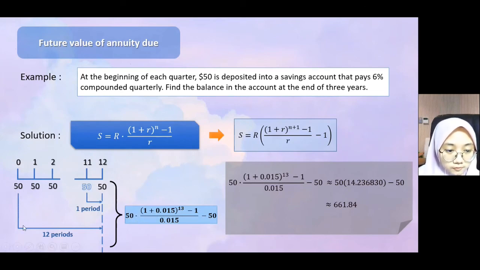As you can see, there are 12 periods. Yes, there are 12 periods, and then we just have to substitute it. And then we will have, as you can see, after we add N with 1, it will be 13. But still, the periods in this question is actually 12. But we have to add 1 in the case of annuity due, as you can see in the formula. So we just have to substitute it, and then we will get $661.84.